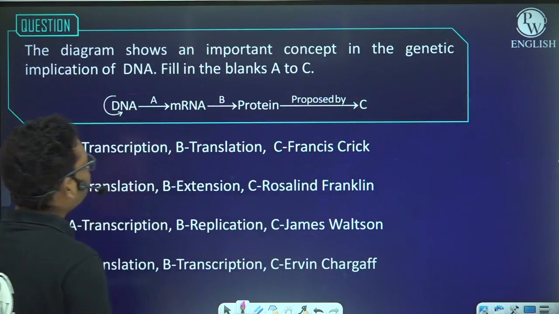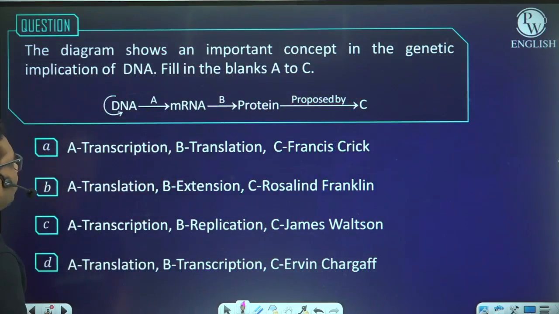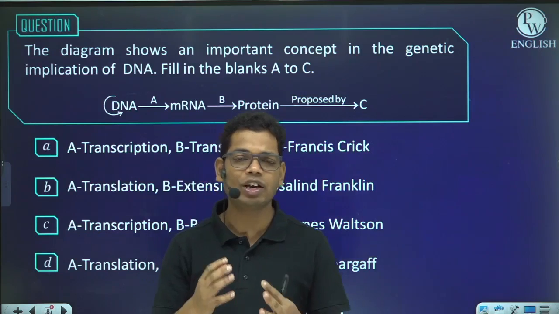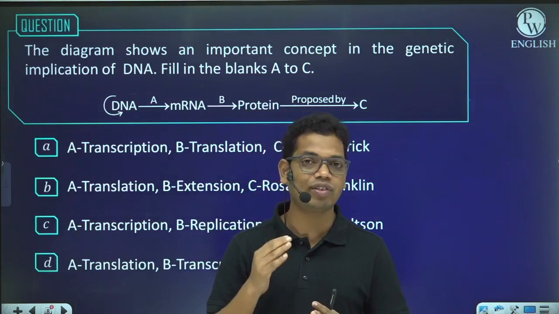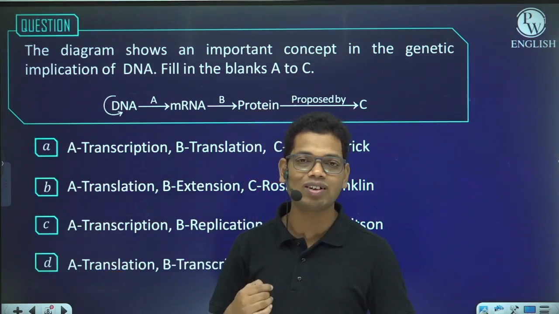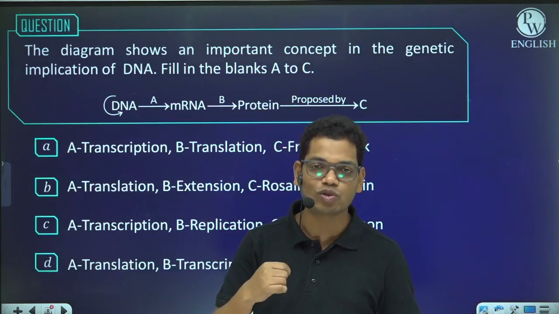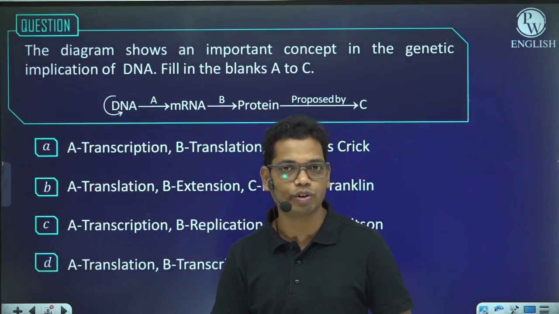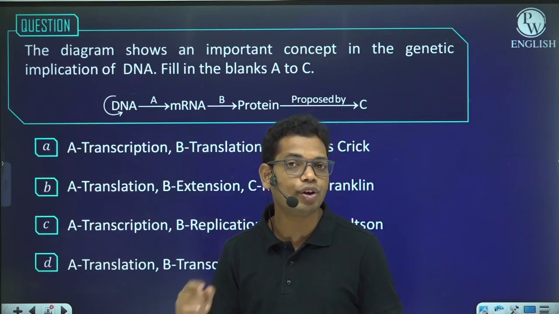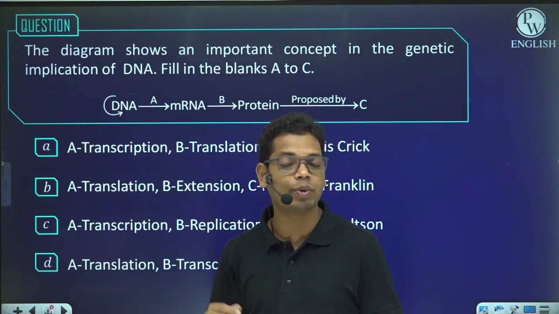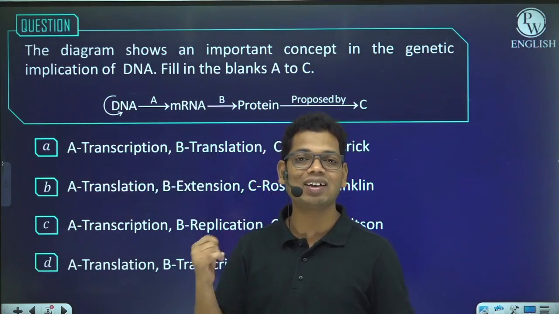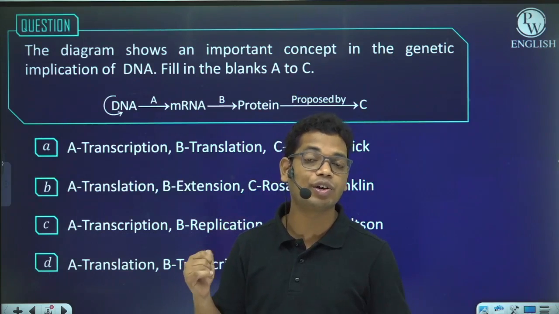The diagram shows the important concept in the genetic implication of DNA. Fill in the blanks. See, the information in the DNA is present in the form of base pairs, and this information has to be transferred to form the proteins. So how does this happen? Initially, the DNA is copied to form the RNA molecule, mRNA molecule. Now in the mRNA, the genetic information is present in the form of nucleotide sequence or base sequence, not base pair. In DNA, this information is present in the form of base pair sequence, and in RNA, it is present in the form of base sequence or nucleotide sequences.